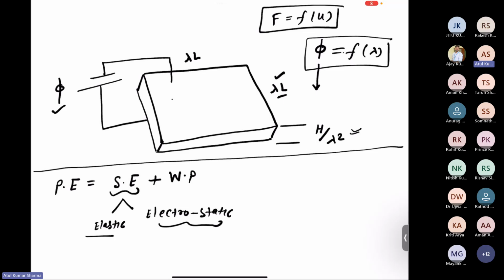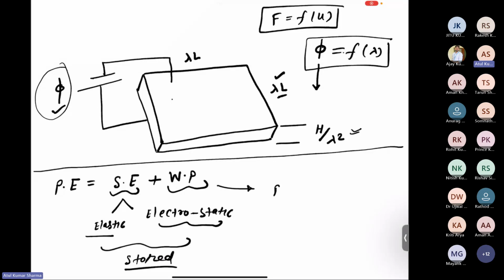Okay, we will see what is the energy stored in the system, and another is the work done. If you see, the work done is only because of the applied potential difference which we are applying through, let's say, a battery. So that will be nothing but the battery work. So first of all we will talk about the electrical part: what is the work done by the battery, and what is the electrostatic energy stored in the dielectric body.